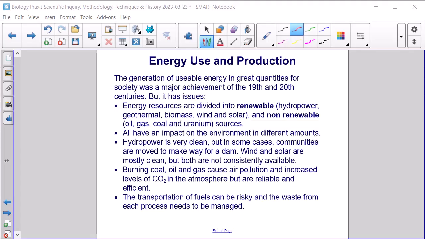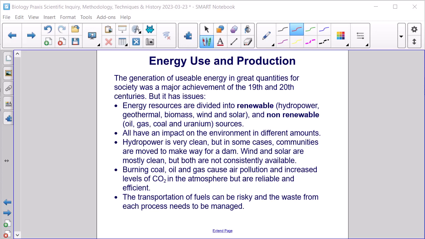Energy use and production. The generation of usable energy in great quantities for society was a major achievement of the 19th and 20th centuries, but it has issues. Energy resources are divided into renewable (hydropower, geothermal, biomass, wind and solar) and non-renewable (oil, gas, coal, and uranium) sources. All have an impact on the environment in different amounts.